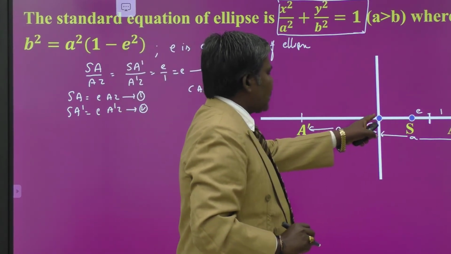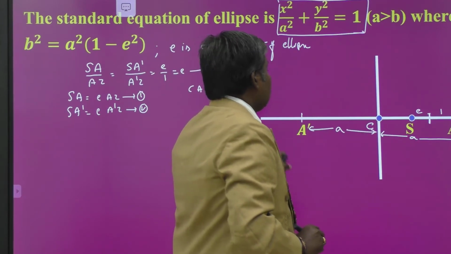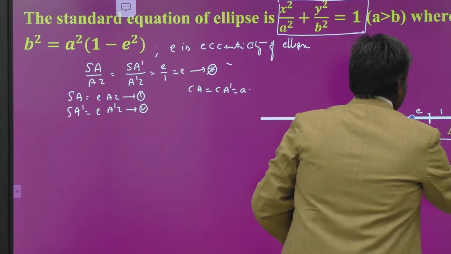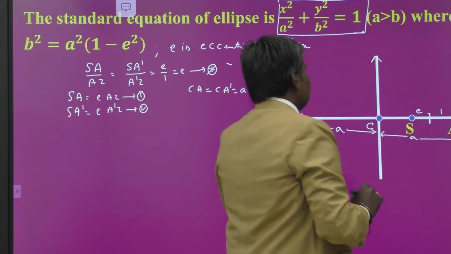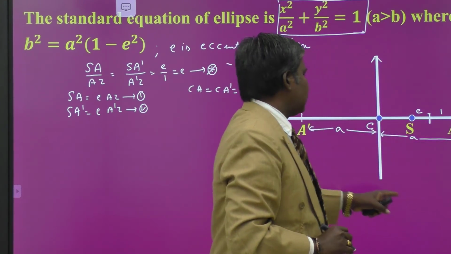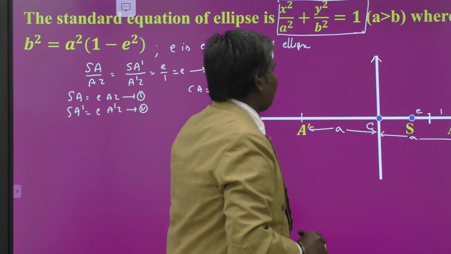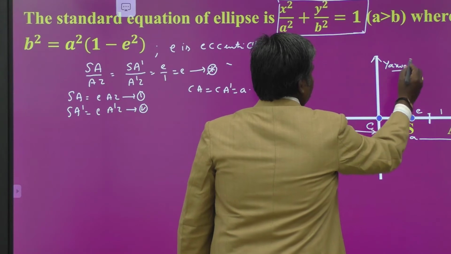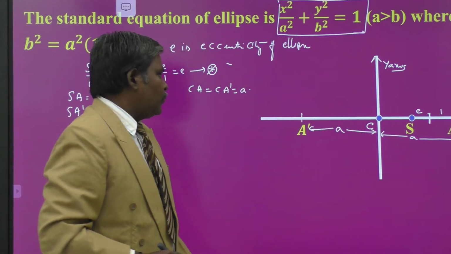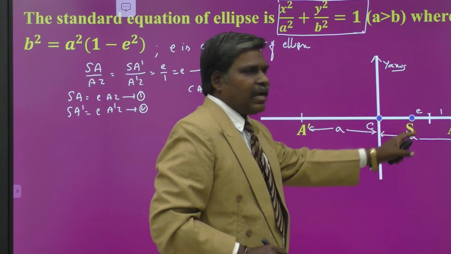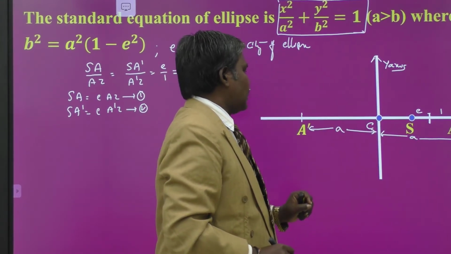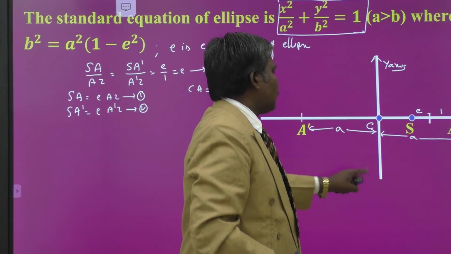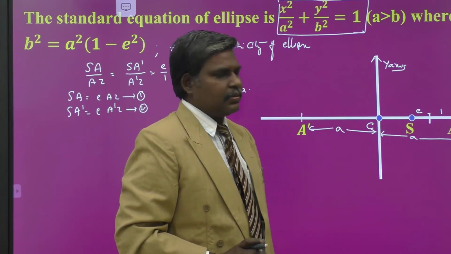Now choose this C as origin, then CS becomes the x-axis. This is the x-axis. Choose C as origin and CS as x-axis, then the line passing through C perpendicular to the x-axis is the y-axis. Everything is construction here. So C is the midpoint of what? AA dash. What are we choosing? We are choosing C as origin and CS as x-axis. Then the line passing through C perpendicular to CS is the y-axis.